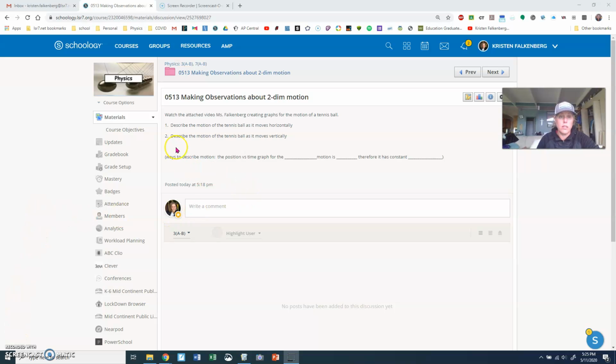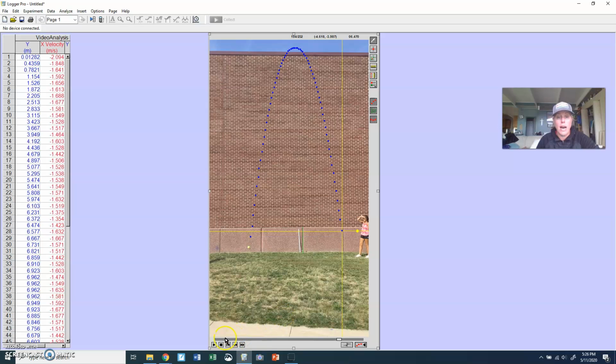What you're going to do in the discussion board is describe the motion of the tennis ball as it moves horizontally. Describe the motion of the tennis ball as it moves vertically. So here we go. Let's see if I can play this again. I've got Hallie Stiff. She's one of our tennis players. We recorded it in the fall last year.